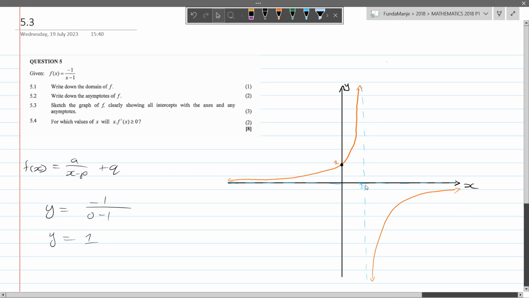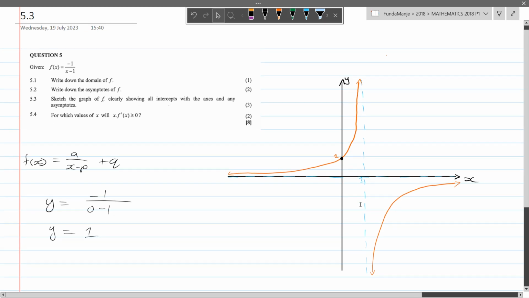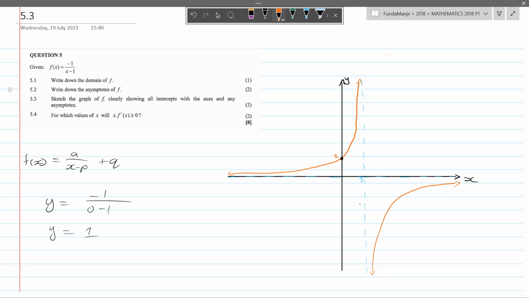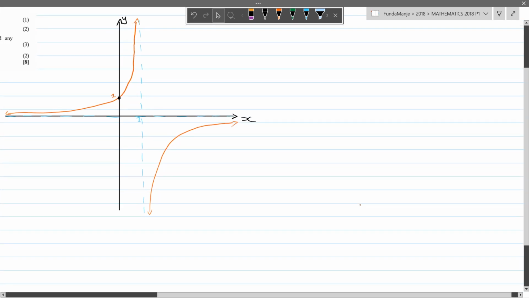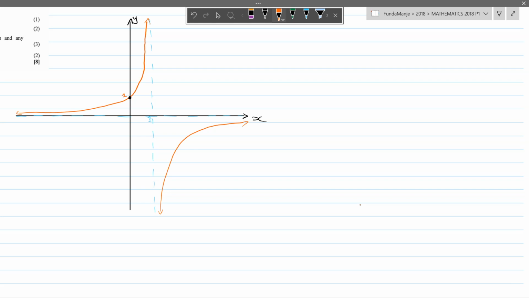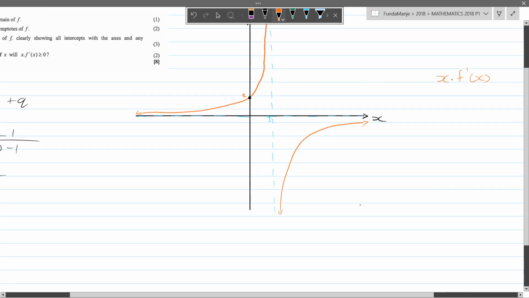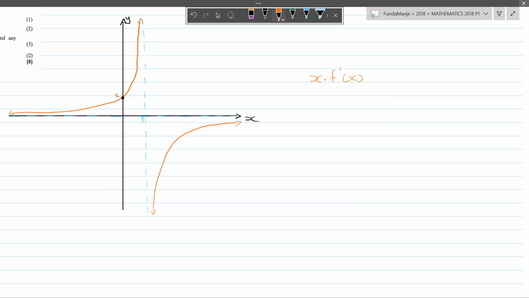which we drew. In this case, this is it. So 5.4, which is the question we're on, says for which values of x will x multiplied by the first derivative of x be greater or equal to 0? So we're looking for when f, or the first derivative of x multiplied by its relevant x value, is greater or equal to 0.